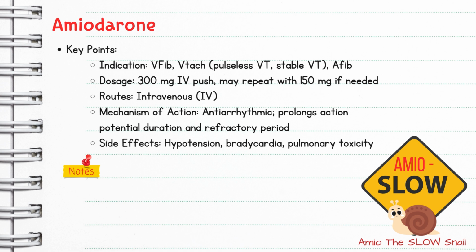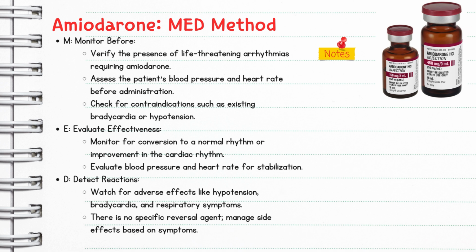So amio slow, the snail, represents the medication's ability to decelerate or lower the heart rate, especially in conditions like VTAC and AFib. Just like how the snail moves slowly, amiodarone helps slow down the heart's conduction and stabilize its rhythm. Okay, so that's just your memory trick.